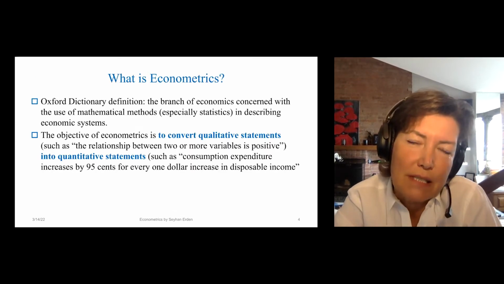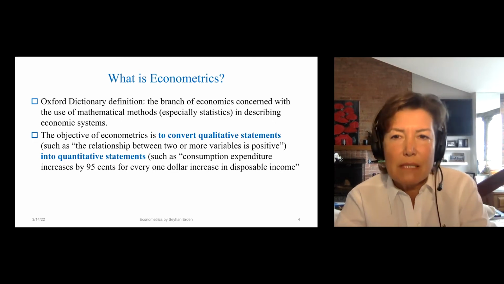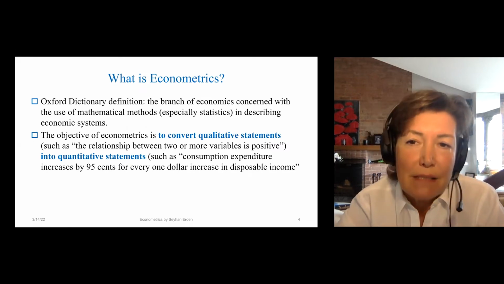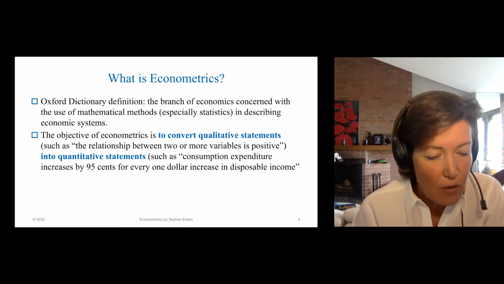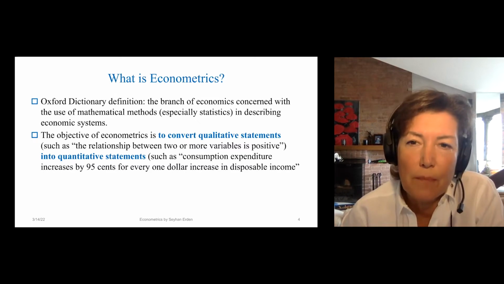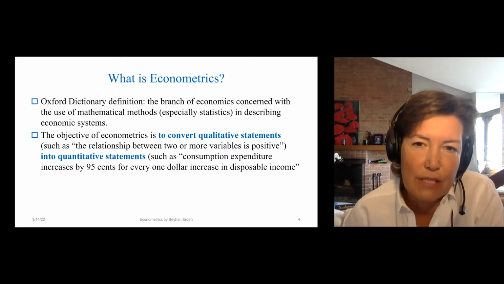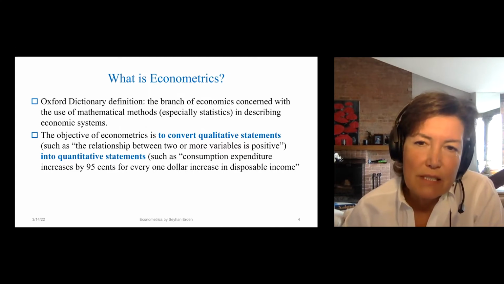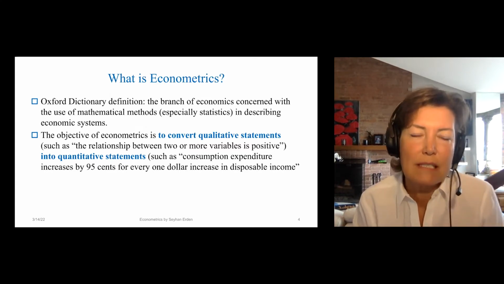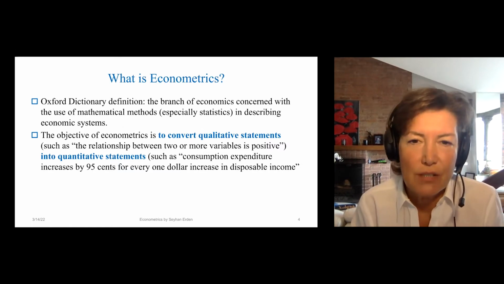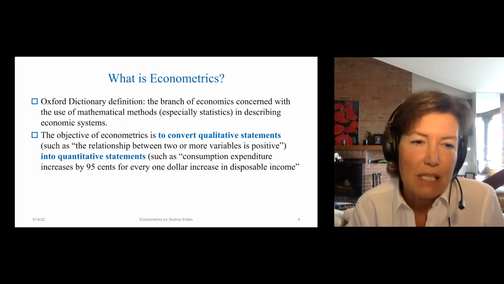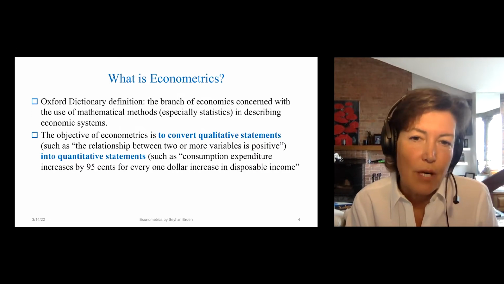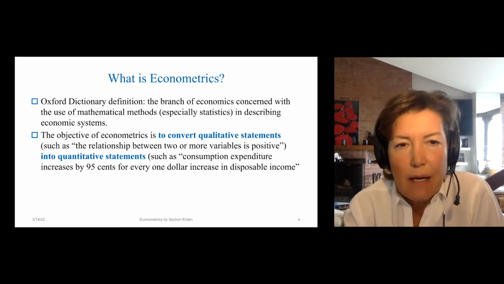Now, what is econometrics? The Oxford Dictionary definition of econometrics is economics that is concerned with the use of mathematical methods in describing economic systems. But the methods, as I said, that we're going to be learning in this course are not going to be applied in economics only. It's universal. So the objective of econometrics is to convert qualitative statements, like the relationship between these two variables is positive, into a quantitative statement, like consumption expenditure increases by 95 cents per every dollar increase in disposable income.